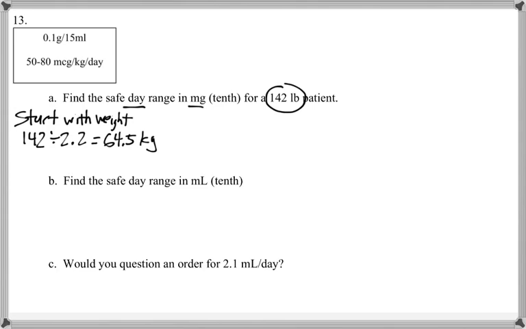So I'm trying to find the safe day range in milligrams. My next thing that I need to do is I need to set up a proportion, and I need to do it with the rate that has a per kilogram. So I see the per kilogram here, and I also see that this is a range. It's two numbers, it's 50 to 80. Whereas this rate here, not only does it not have a per kilogram, but it's also not a range of numbers. It's just the 0.1. So this is definitely the one I want to use first.